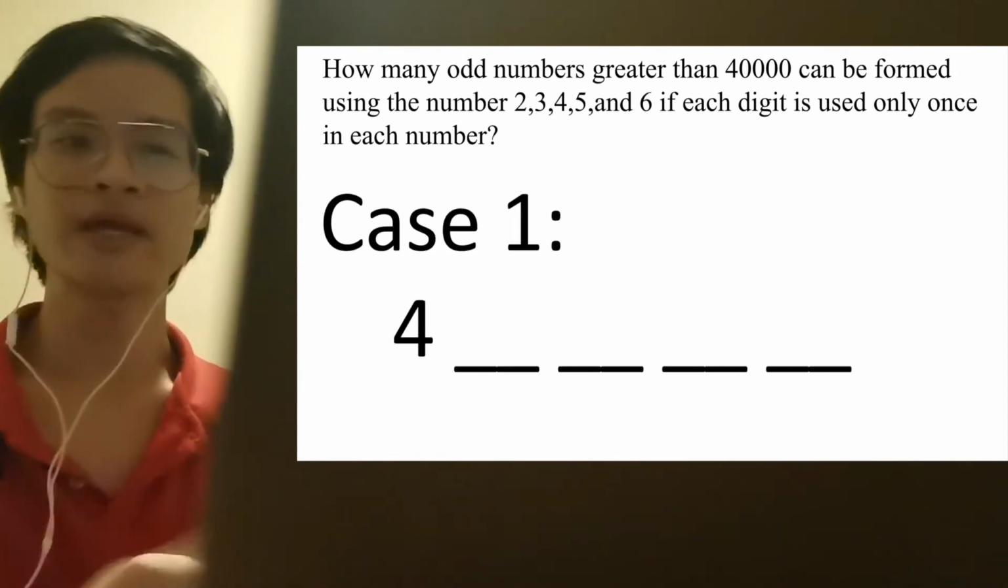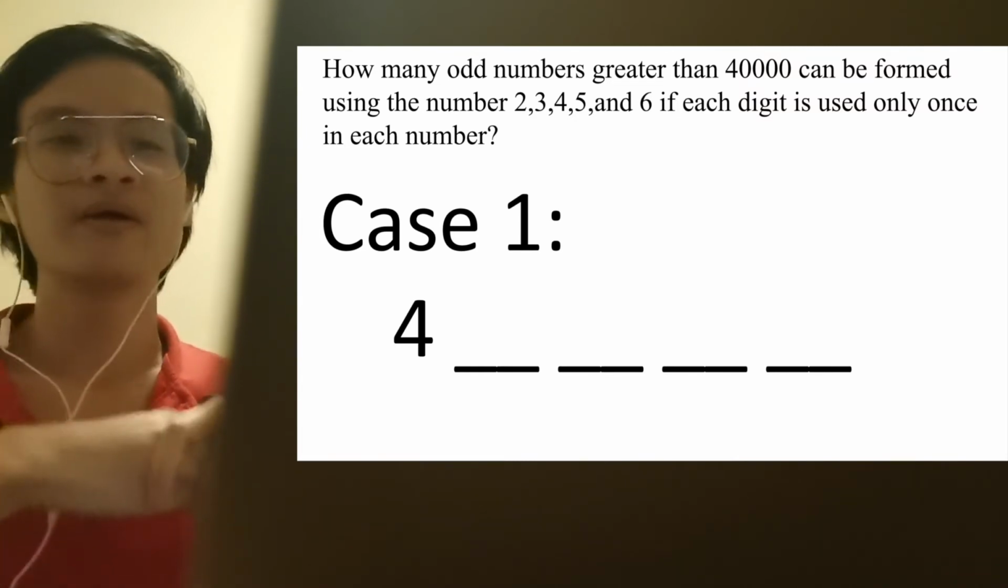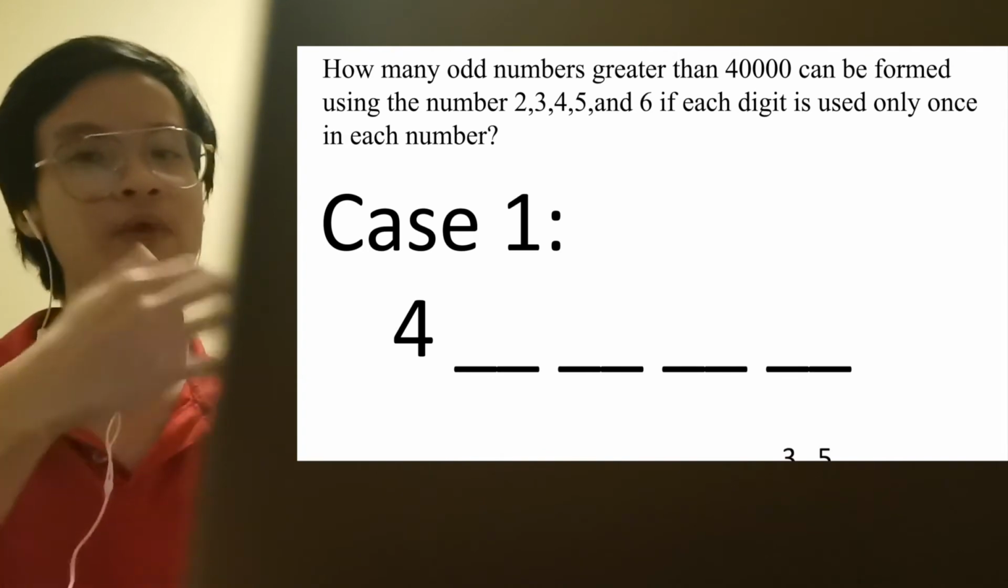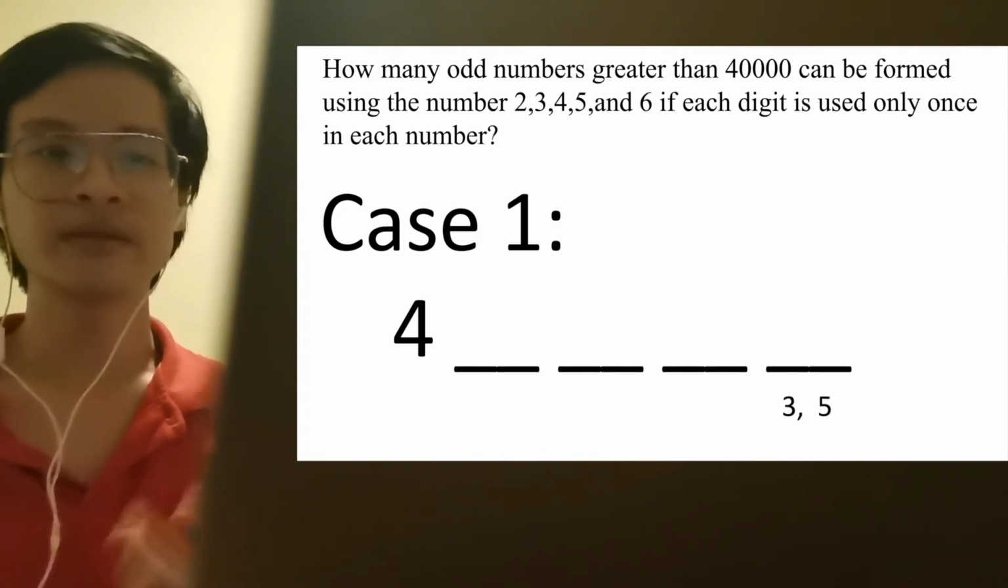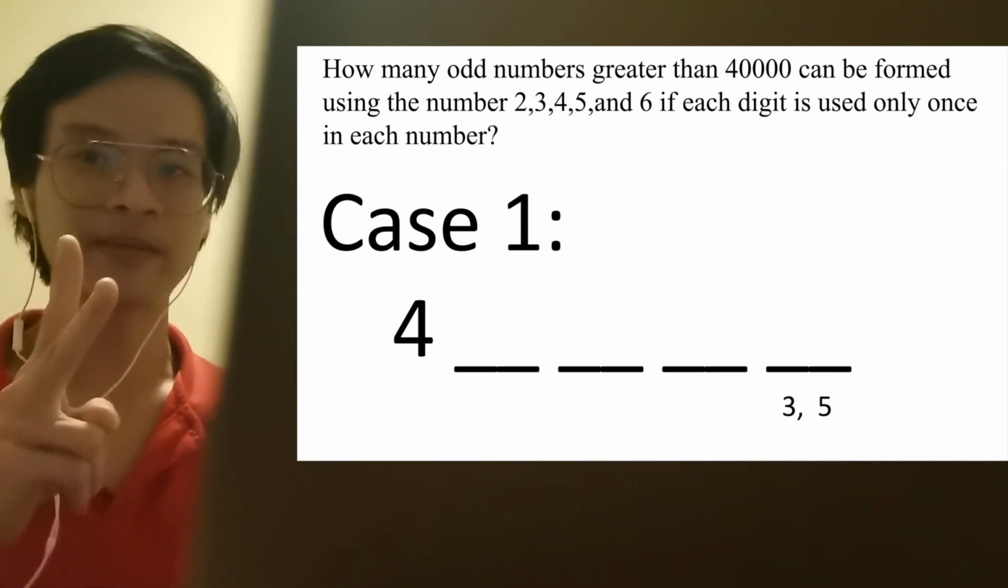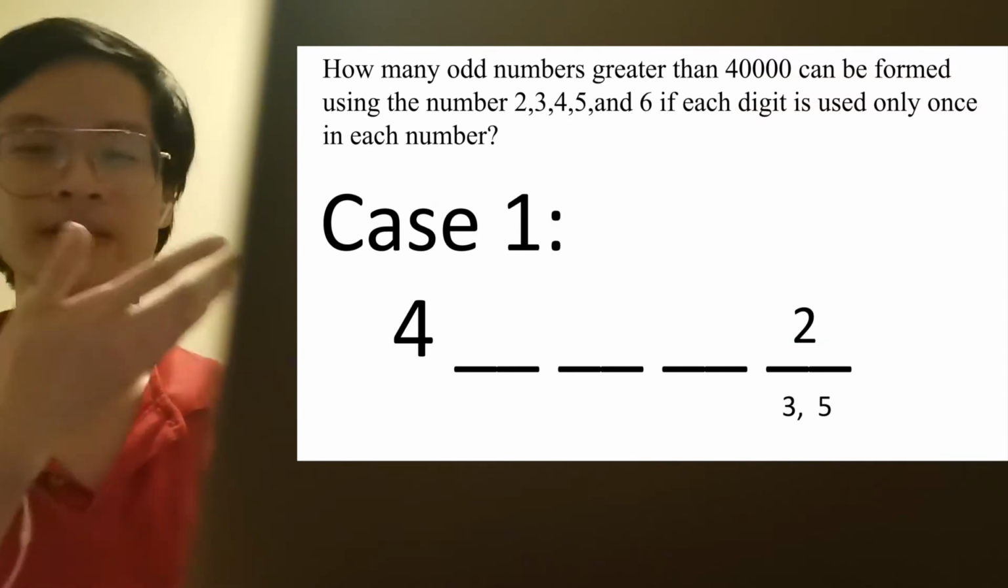Okay, let's see case 1. We have 4 something something something something, right? Okay, for the odd number constraint, the rightmost digit, you need an odd number. You can only place 3 and 5. So this gives you 2 types of number to place at the very last spot, right? So you write 2 there.